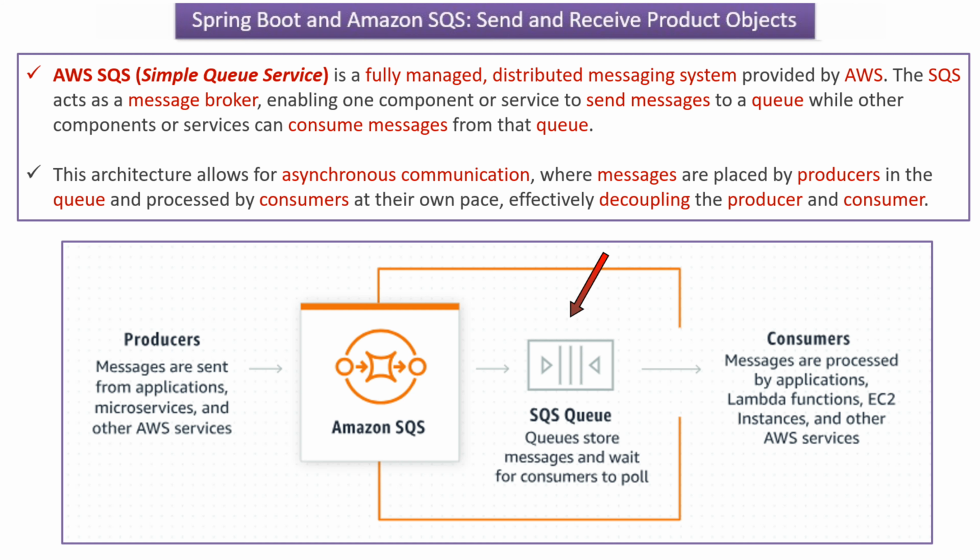AWS SQS is a fully managed distributed messaging system provided by AWS. The SQS acts as a message broker, enabling one component or service to send messages to the queue, while other components or services can consume messages from that queue. This architecture allows for asynchronous communication, where messages are placed by the producers in the queue and processed by the consumer at their own pace, effectively decoupling the producer and the consumer.